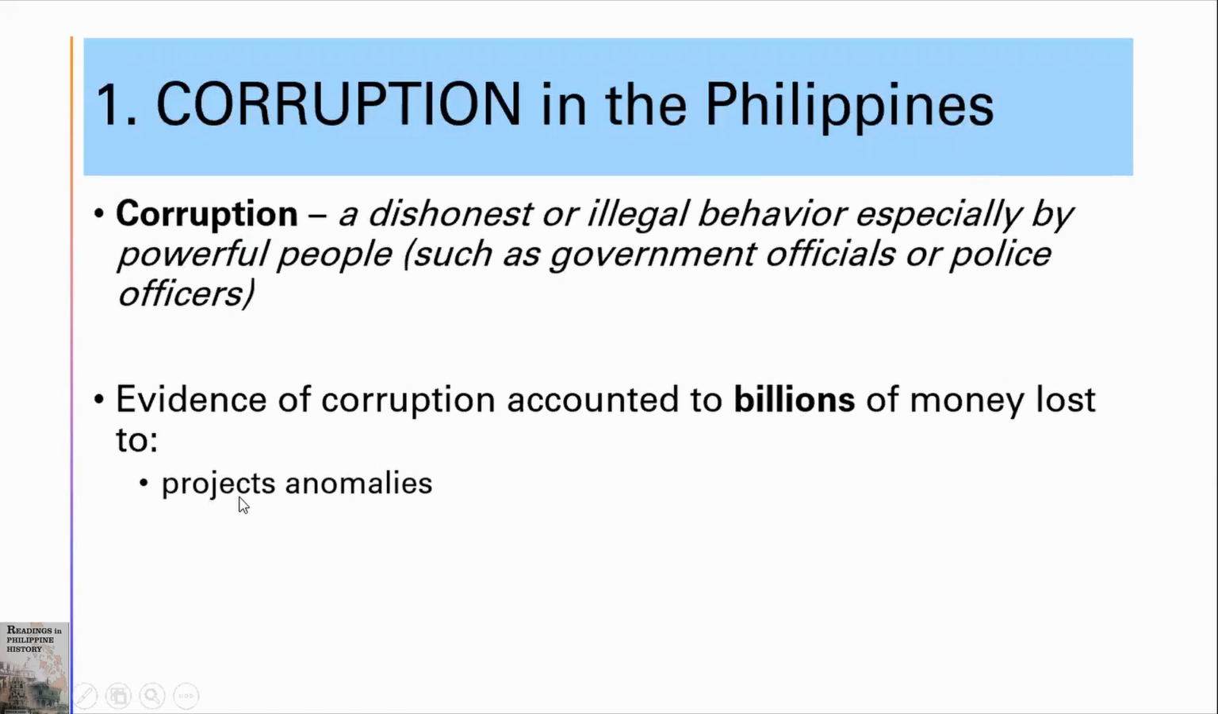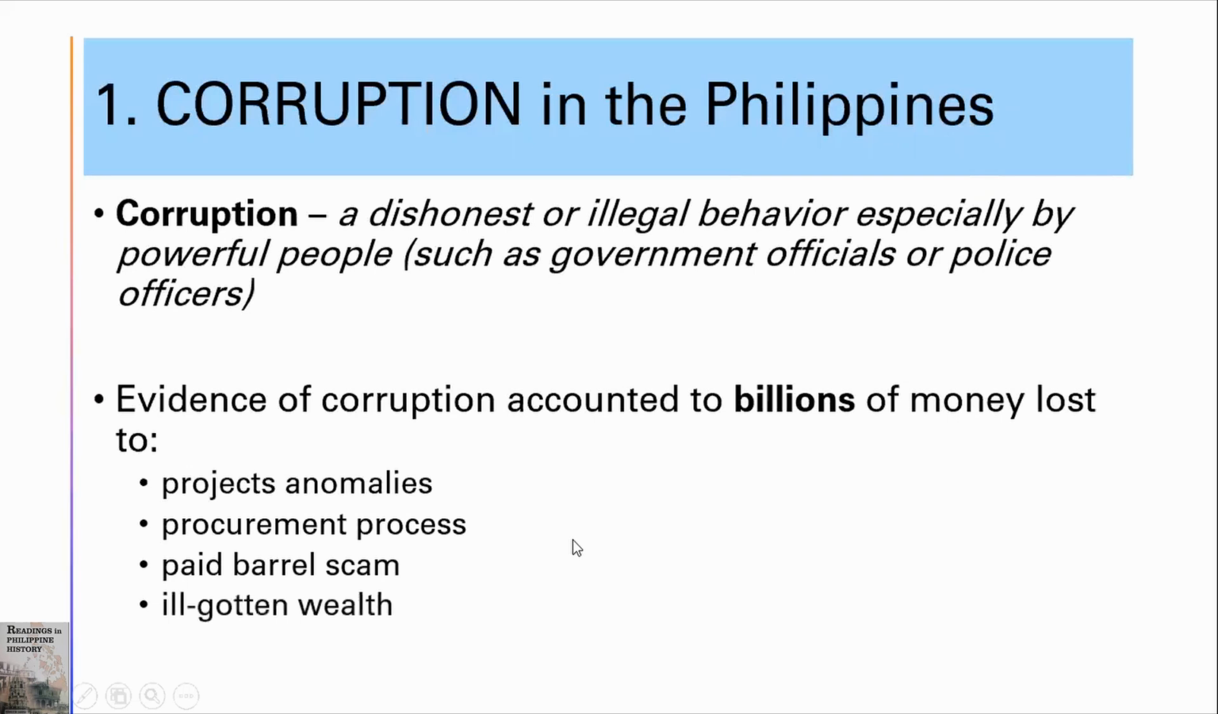They got the money from project anomalies, especially the politicians. They conducted projects, especially highways, but most of the money does not go directly into the projects but into their pockets. In the procurement process, they can easily get money from projects like railroads, because they get kickbacks from the procurement, and they collude with the contractors. And the pork barrel scam, the ill-gotten wealth. They are so wealthy, but we don't know where they get that money. And there are many forms of corruption.